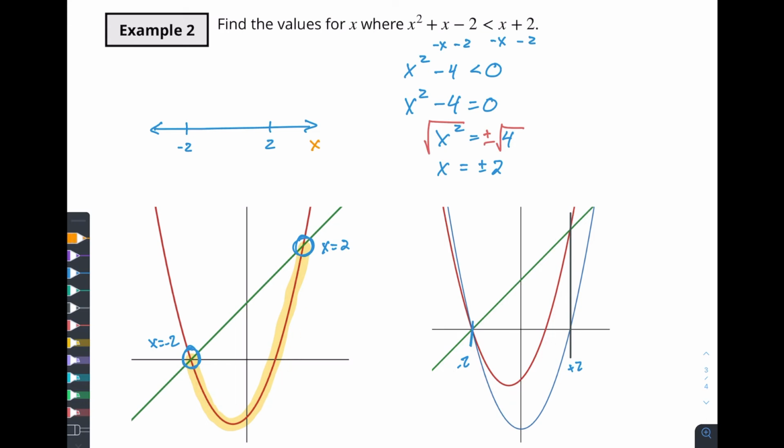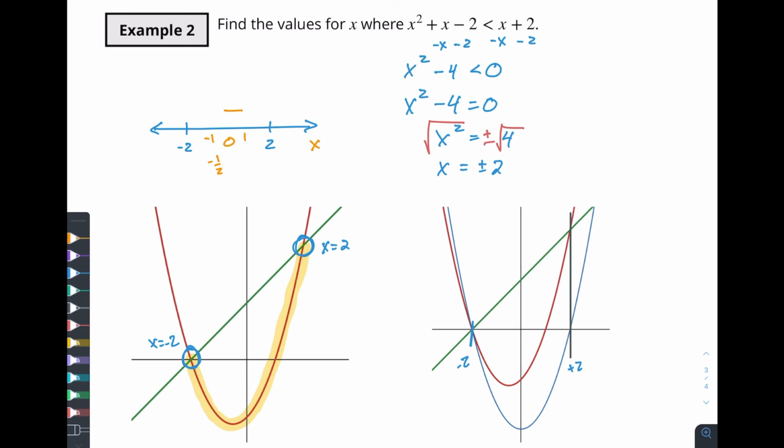But if I chose any value between those values, I could choose 0. I could choose negative 1. I could choose positive 1. I could choose negative 1/2. I could choose anything I wanted between negative 2 and 2. And the result, when I drop it in here, is going to be less than 0. So for example, if I took negative 1/2 and I squared it, that's going to give me a positive 1/4. A positive 1/4 minus 4, I've got a lot more negatives here than I do for my 1/4. That's going to end up with a negative value.